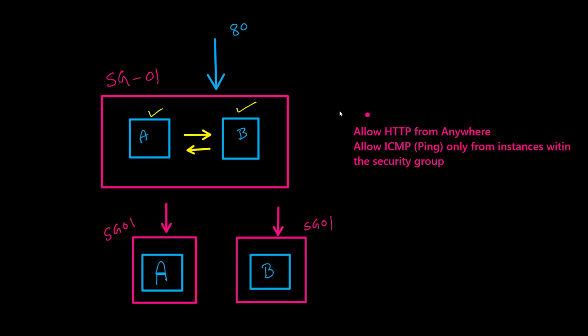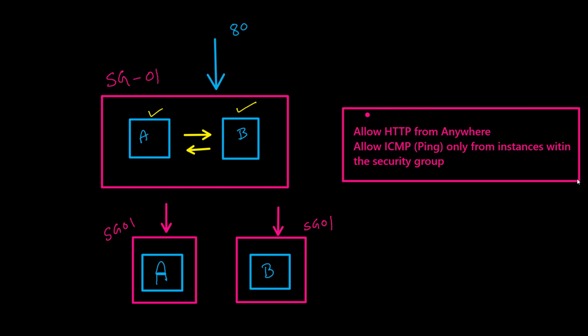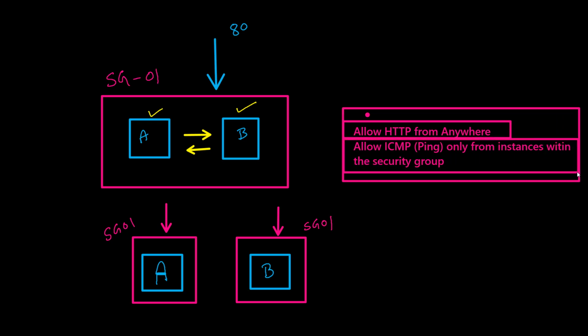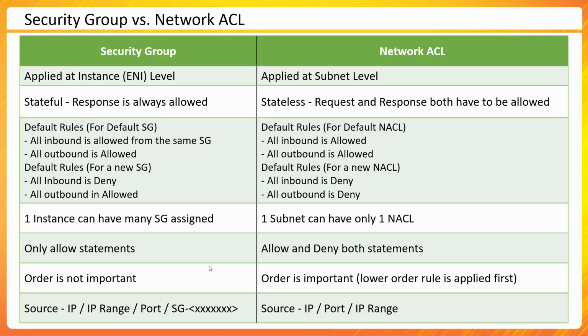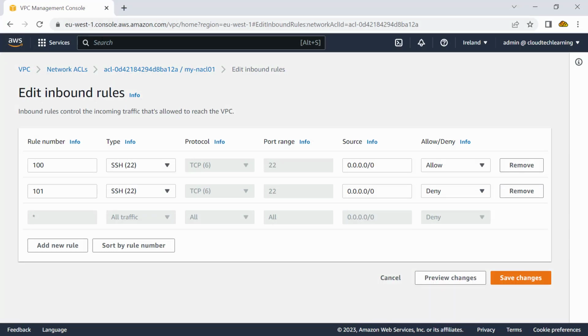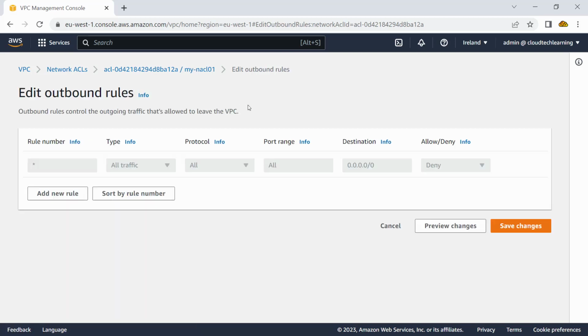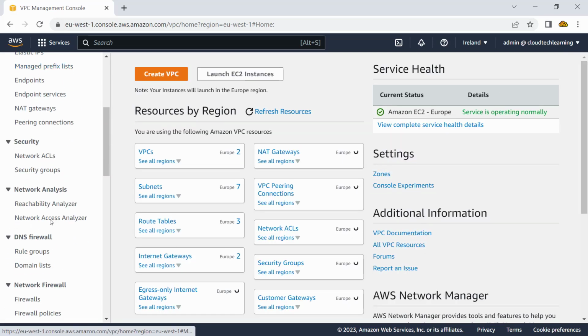So I will show you the implementation of this architecture, this security group, where we will allow HTTP from anywhere, but allow ICMP ping traffic only from within the instances of the security group. Let's go ahead and implement that solution in the console. That would give you an idea of the power of security groups, how you could control different types of traffic. So let me cancel this one. Let me go back to my security groups, and we would then be creating a security group there.